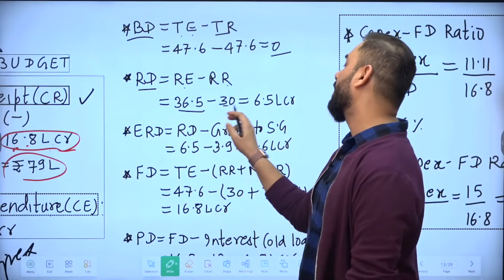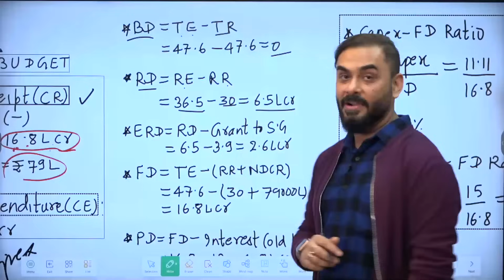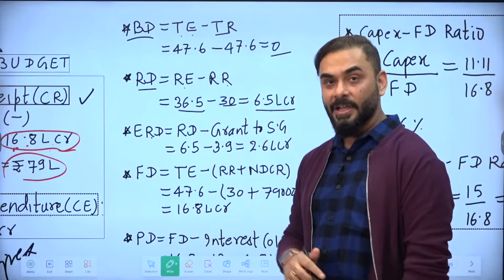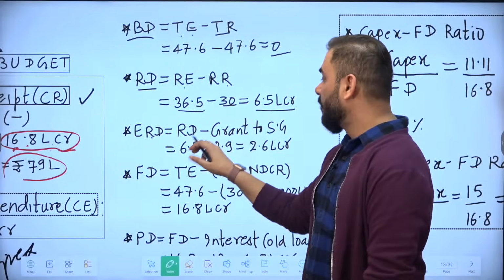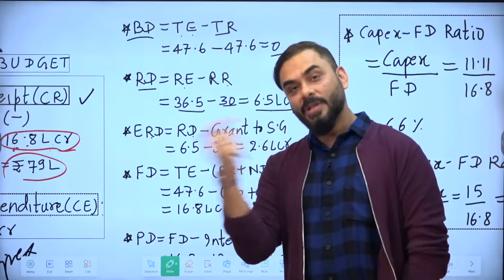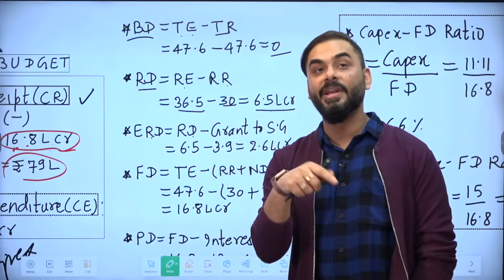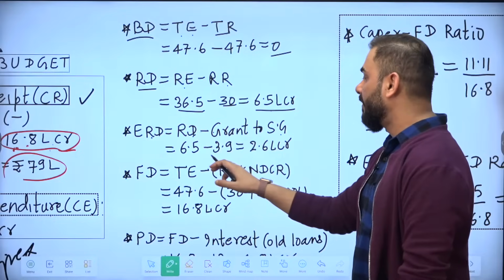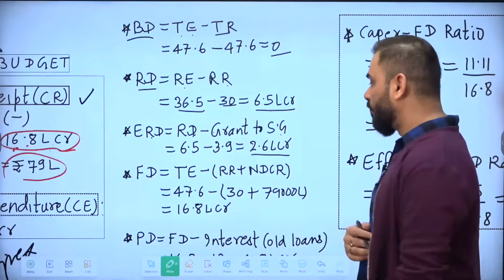So 36.5 lakh crore minus 36.5 lakh crores, that is actually the revenue deficit. What is effective revenue deficit? In this revenue deficit, there is also that money which is given to the state governments, which the state governments used to create assets. So we remove this: revenue deficit minus grants to state government for capital assets, 2.6 lakh crore.